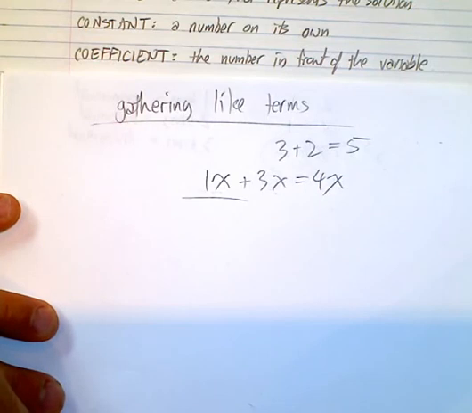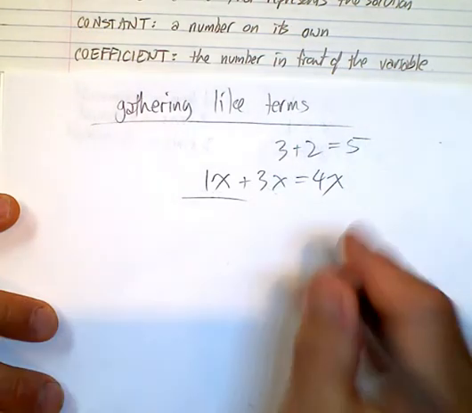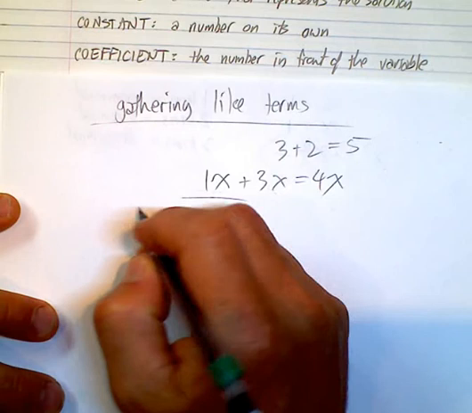A very, very basic point in algebra and a very important one. If you don't simplify by gathering these like terms, it's going to make it way more difficult. So let's look at something else. Well, actually, it's going to make it impossible.